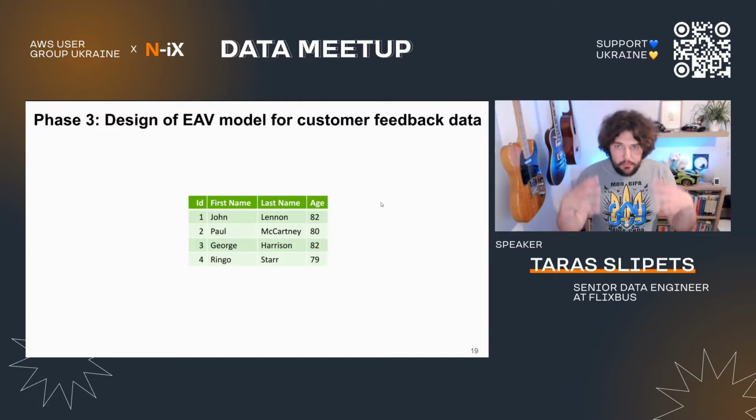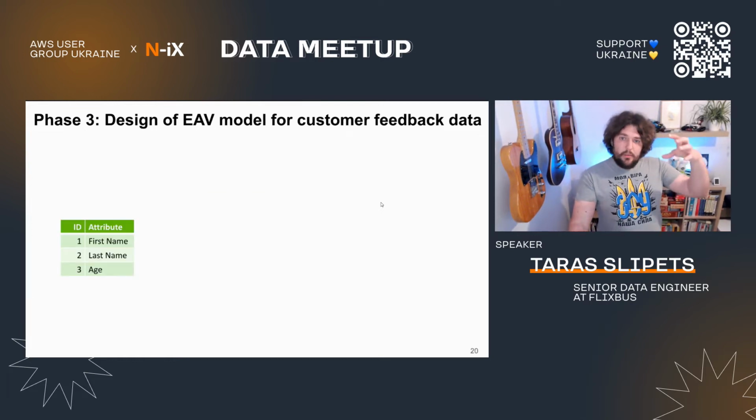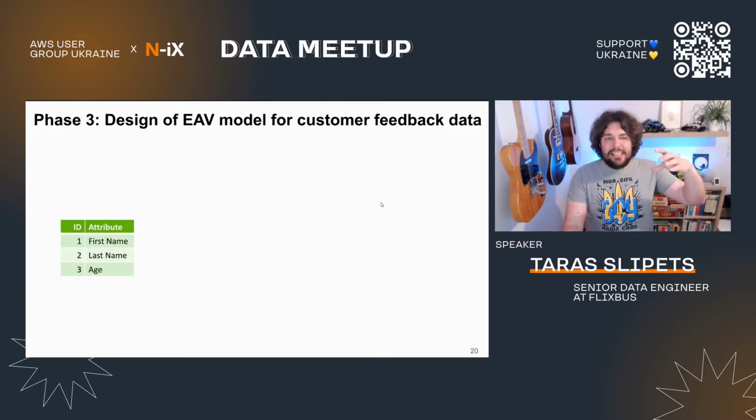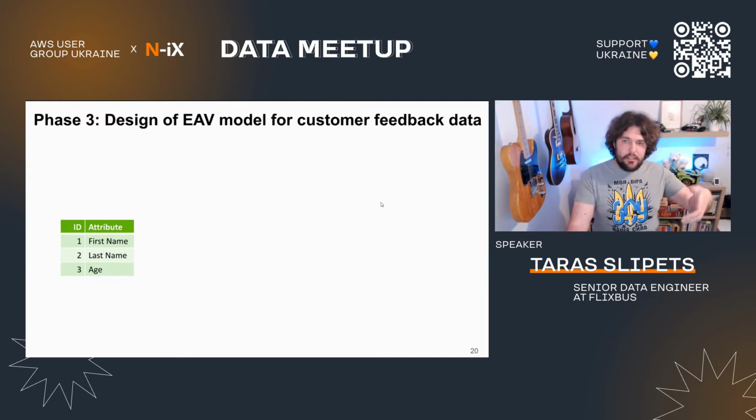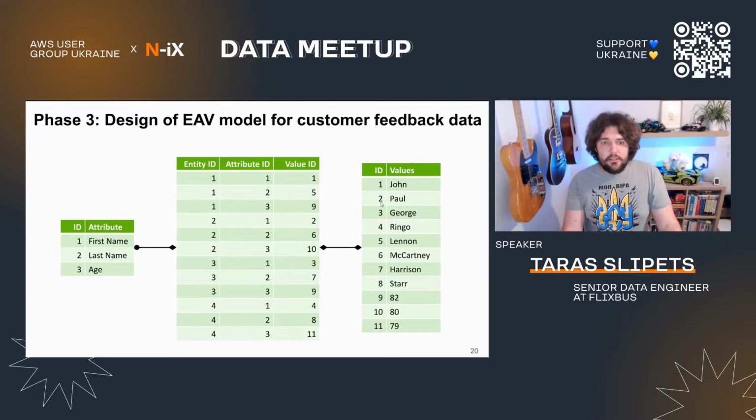And now when we decompose it to this EAV model, what do we have? We say one table stores the type of the data, exactly the attribute type. In our case, we had first name, last name, and age. Another table just stores values. It doesn't really matter what the nature of that value is. We just say, okay, there are different values for something, and then there is a link between them.